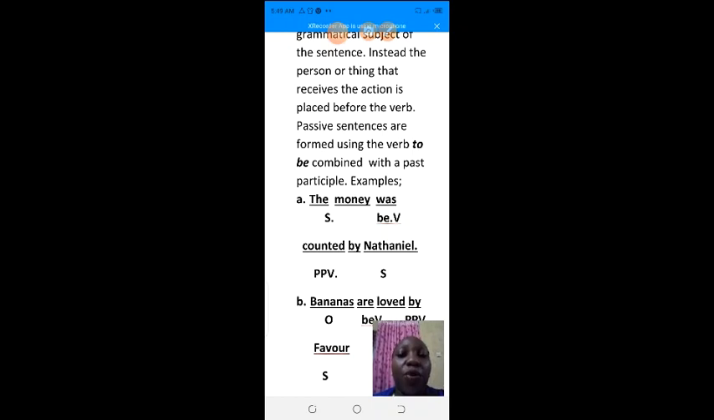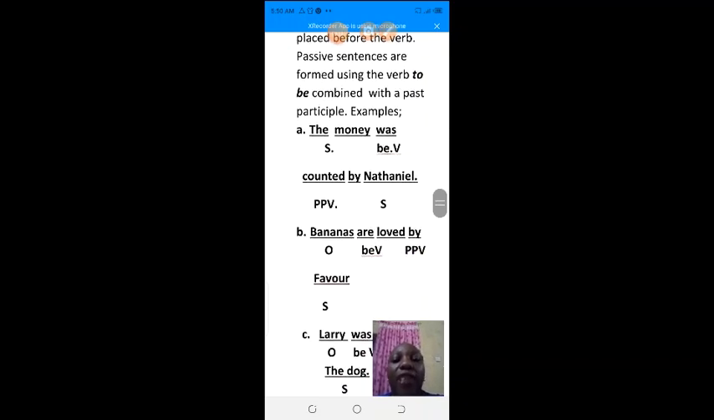What do we mean by participle? If we have a word like speak, speak is an action verb. The present tense is speak, the past tense is spoke, and the past participle is spoken. So if a sentence has such a word as speak, when you're changing it to the passive form, speak will become spoken. Okay, so let's have examples.